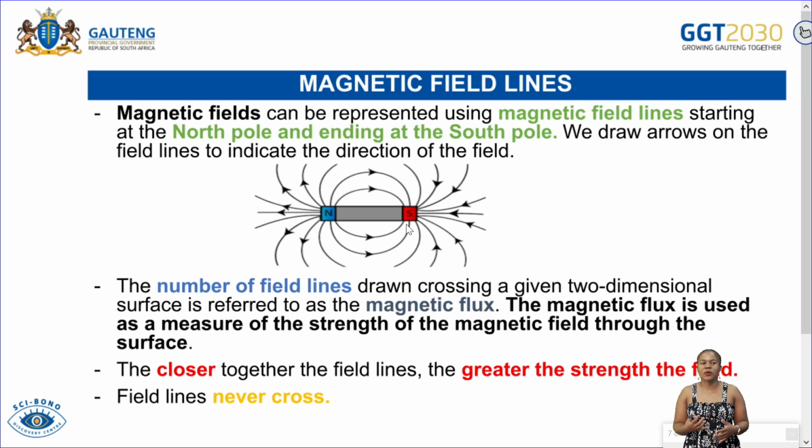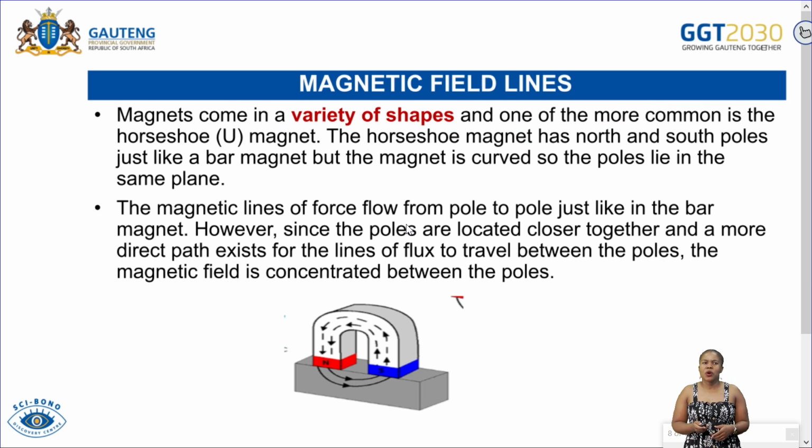That is why we included that the closer together the field lines, the greater the field strength. Also, very important, these magnetic field lines never cross and never touch. That is something we need to pay attention to when drawing magnetic field lines. So without wasting any time, let's look at the variety of shapes or types of magnets that we can find.